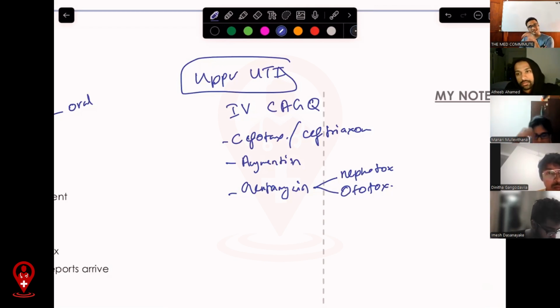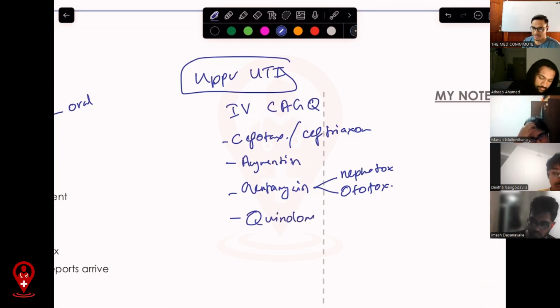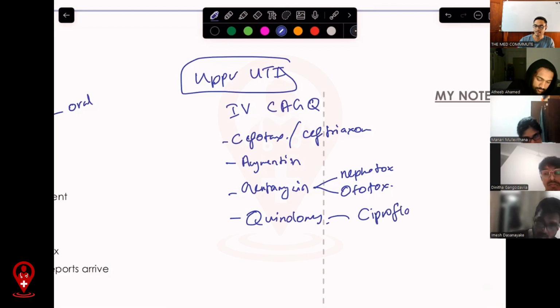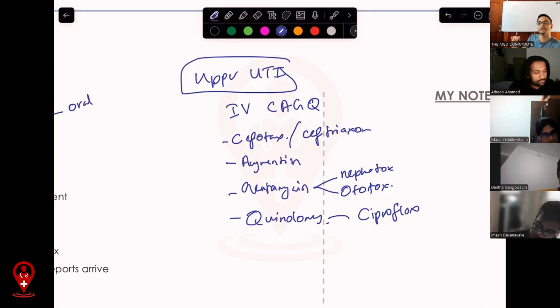Then, what is the Q, guys? Quinolones. One common one is ciprofloxacin. These quinolones we don't use in pediatrics. This is for adults. The rest of what we have talked about, the third generation cephalosporin, augmentin, gentamicin, we can use in pediatrics. Gentamicin you have to be very careful when using, but we can use. Quinolones, we don't. Ciprofloxacin, we don't use.